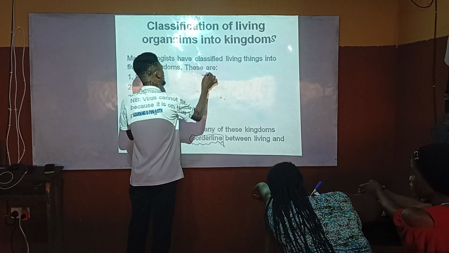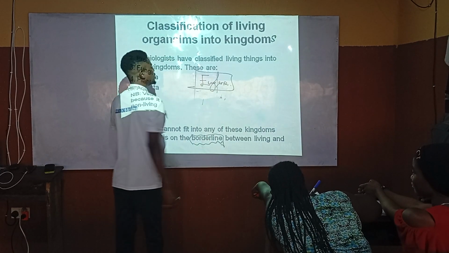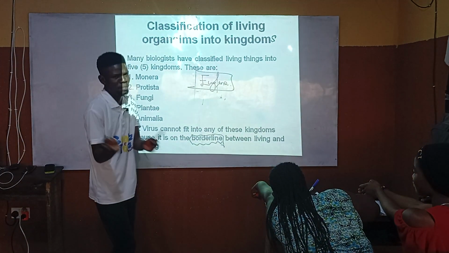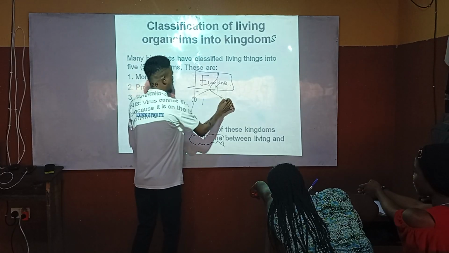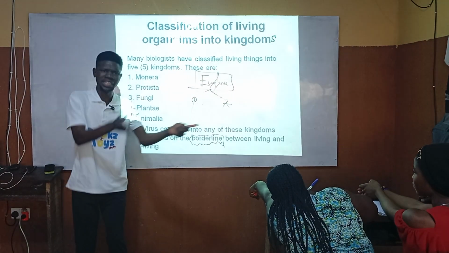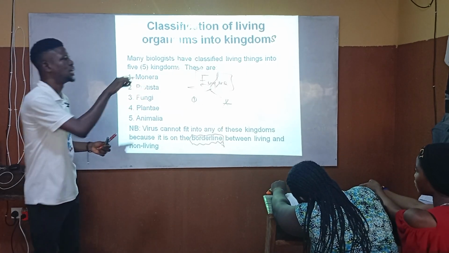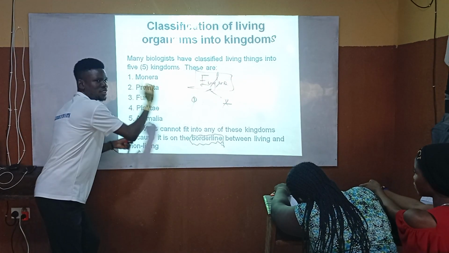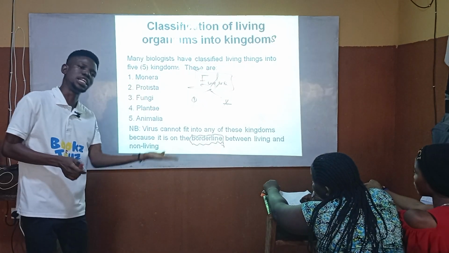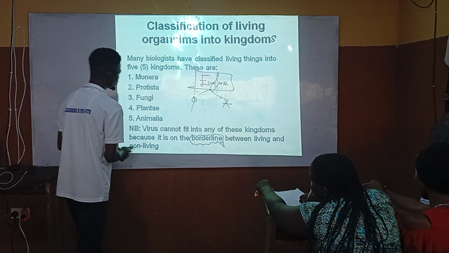The answer is Euglena. Euglena is on the borderline between plants and animals. Virus is on the borderline between living and non-living. So these are two different things. Don't just go and read it and pick what is on the borderline. Read the question completely and see whether it is between living and non-living, or between plant and animal. All right.